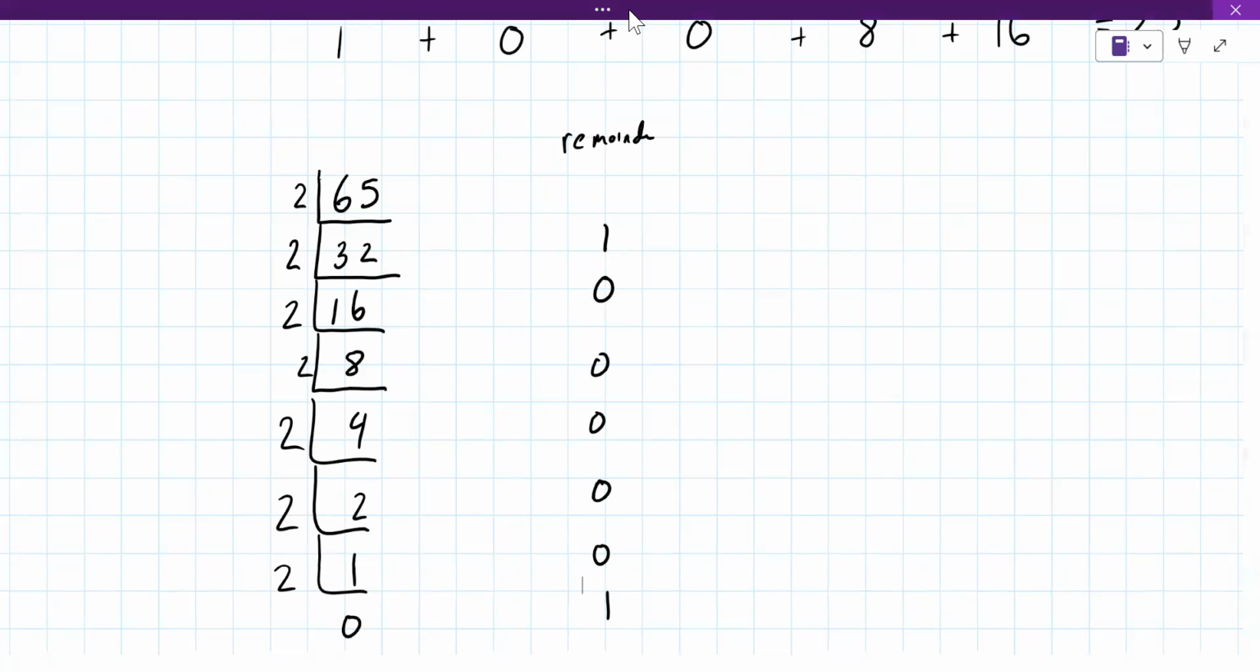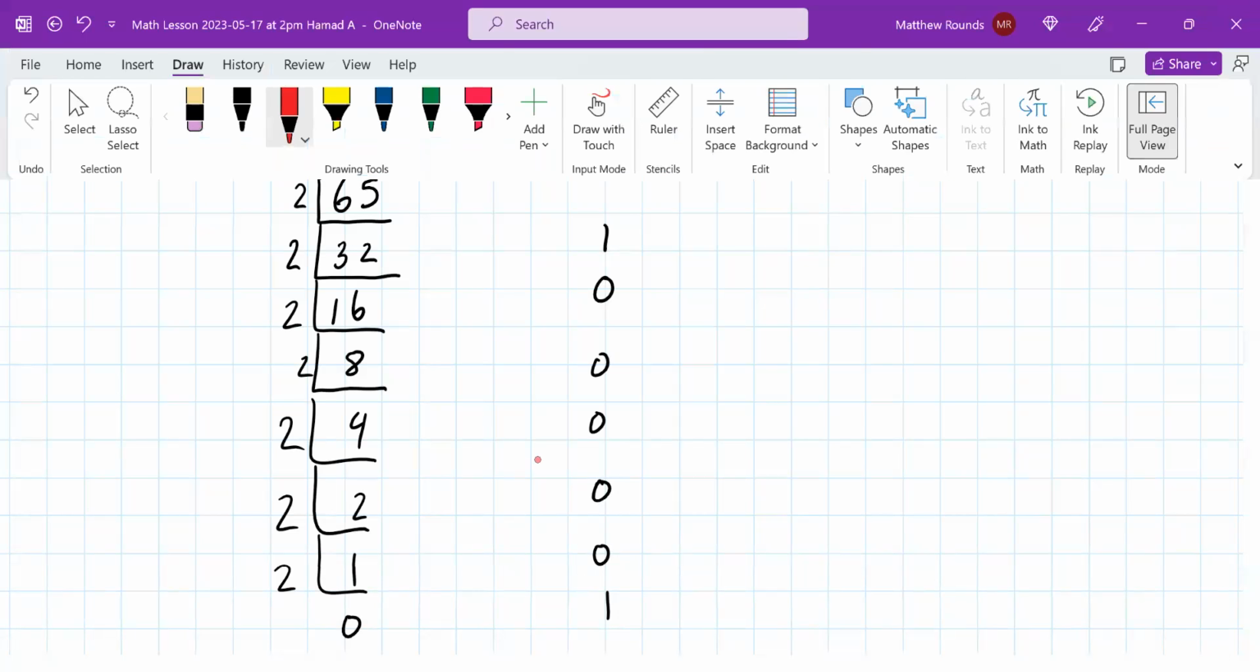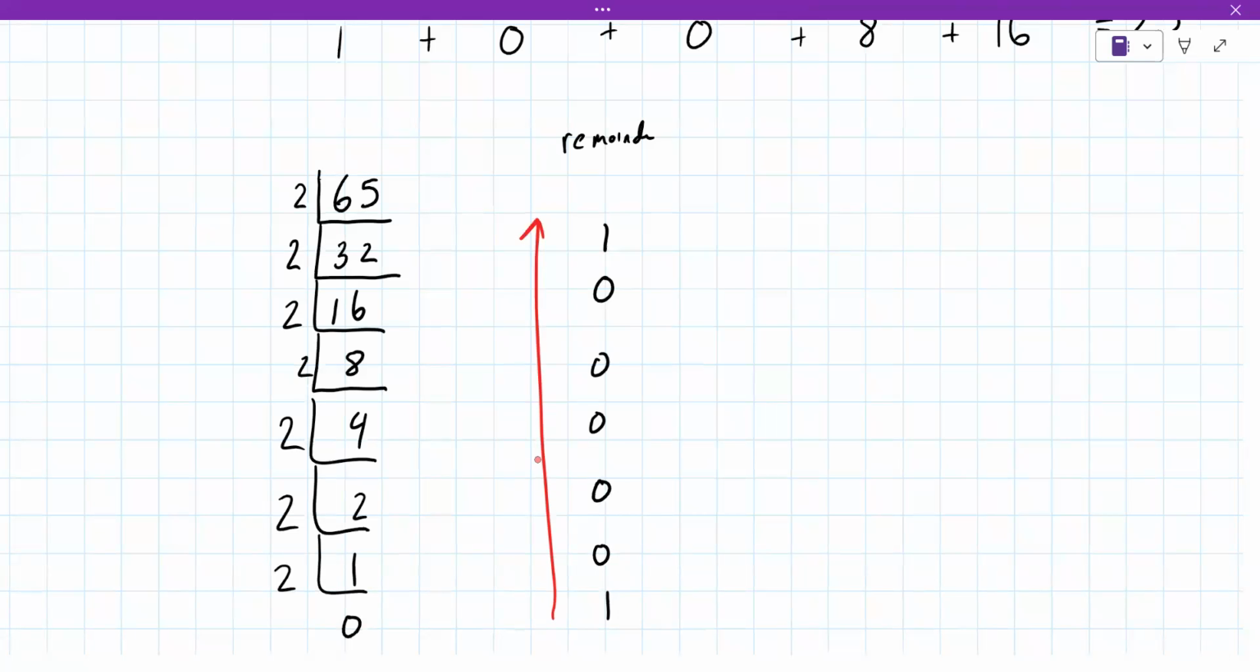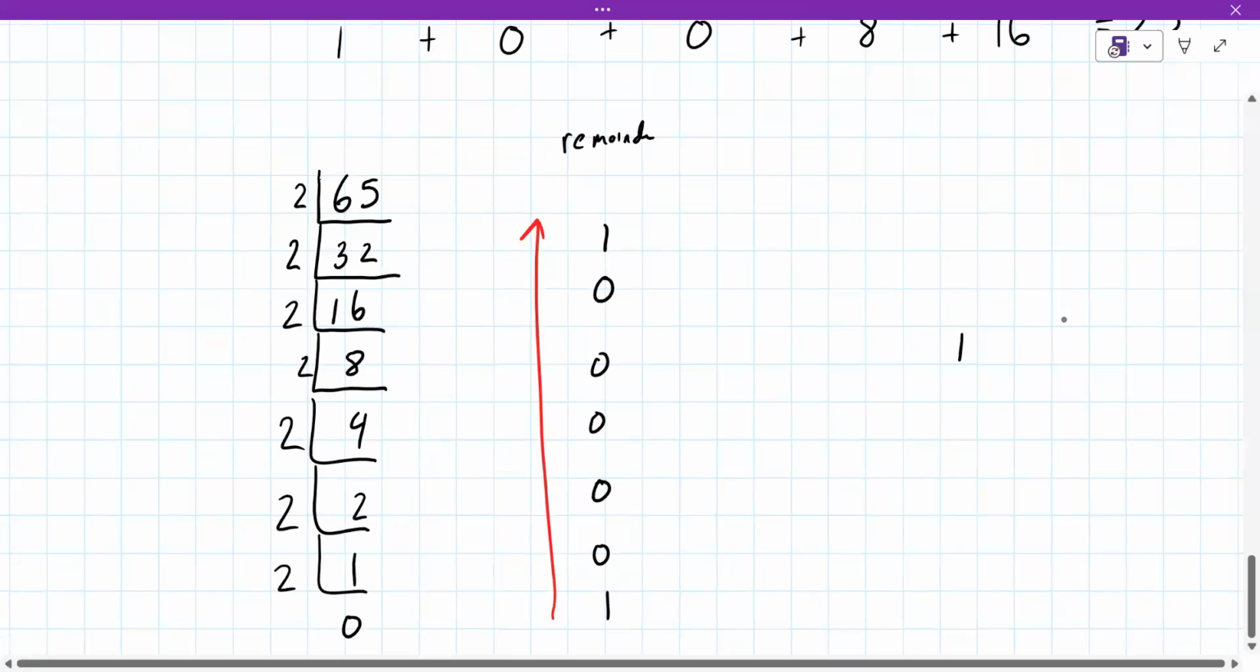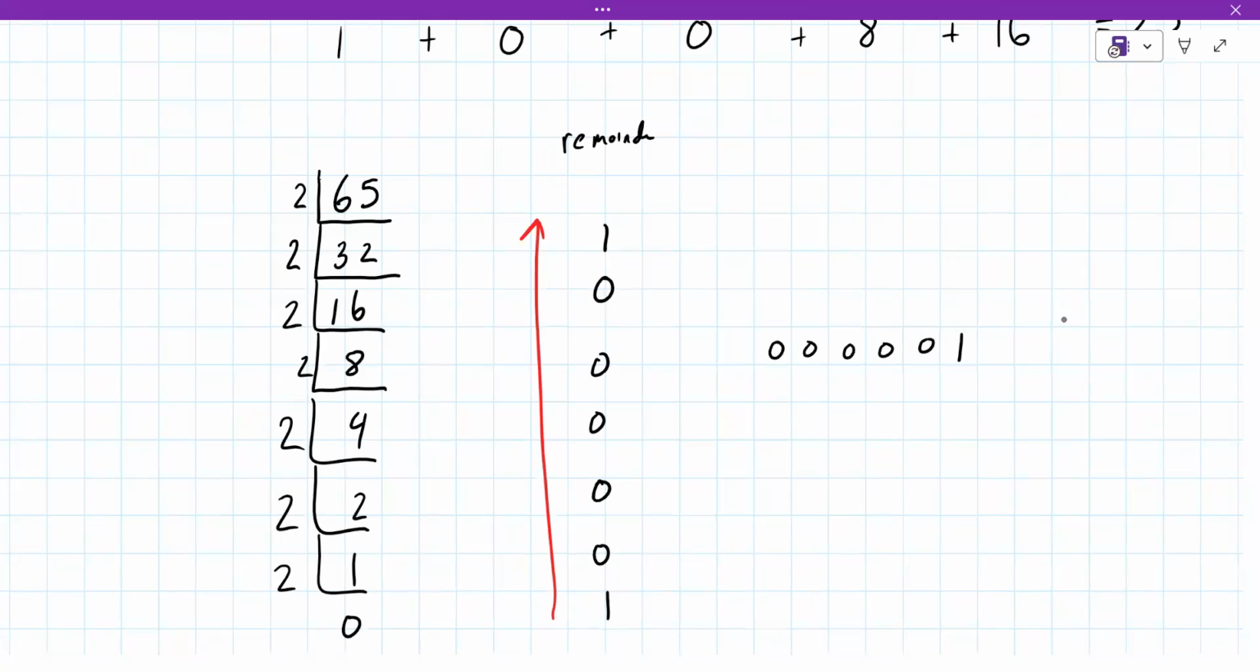Then you go back up this direction. The way you write the number is you start at the bottom with 1, then all these zeros, 1, 2, 3, 4, 5 zeros, and then a 1. And then you put a 2 there to indicate it's base 2.